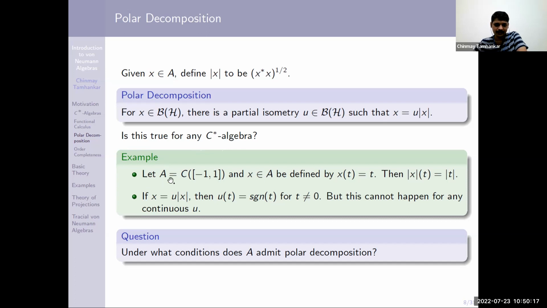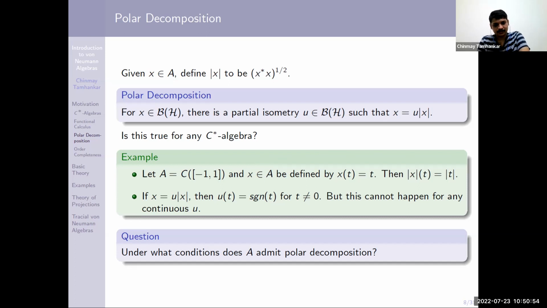So for example, again, let A be C[-1,1], and x just denote the identity map t goes to t. Then |x|(t) will be equal to |t|. And now if x is equal to U|x|, then U(t) is supposed to be -1 if t is negative, and it's supposed to be 1 if t is positive. So this cannot happen for any continuous function. So we do not have polar decomposition in this C[-1,1]. So again we ask what condition we should impose on A such that we get this polar decomposition.